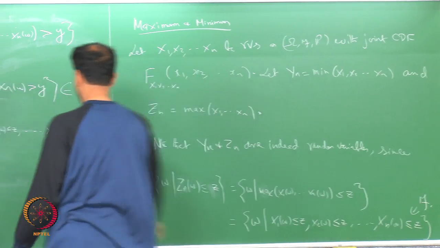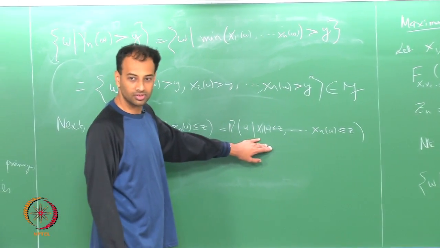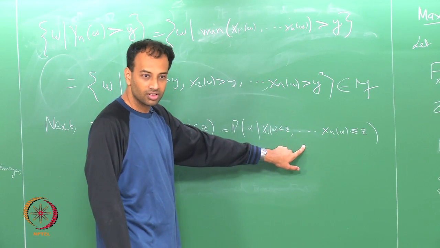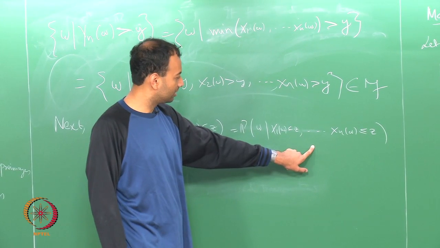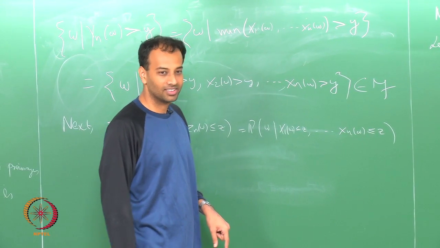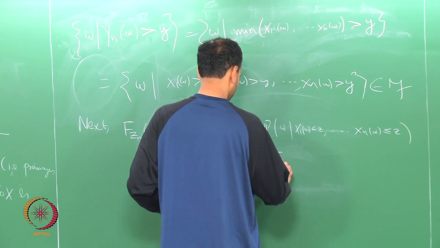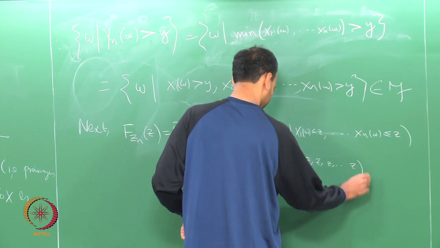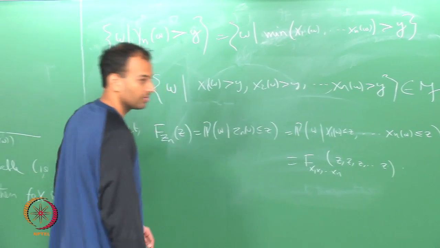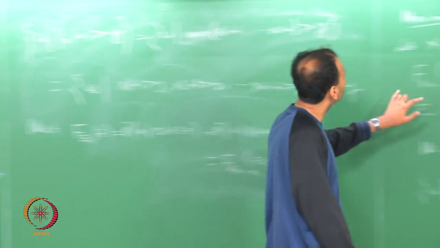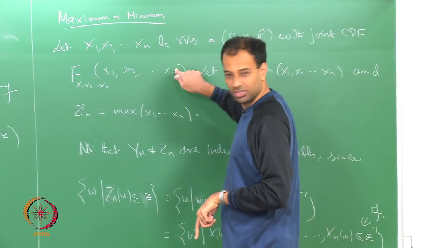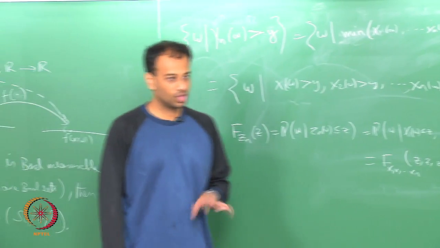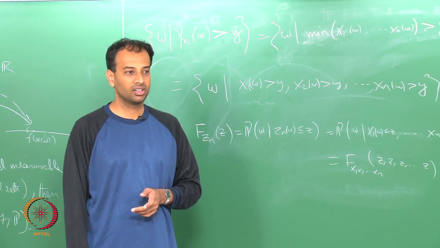Right. Now, what is this? Do I know this? I want this, right? This is a joint CDF evaluated at z, z, z, z, z, right. So this is equal to F_X1,X2,...,Xn of little z, little z, little z, dot dot dot. Understand what I mean? So you are given the joint CDF of X1 through Xn. If you replace each of the arguments with z, you will get the CDF of your maximum. Is that clear?